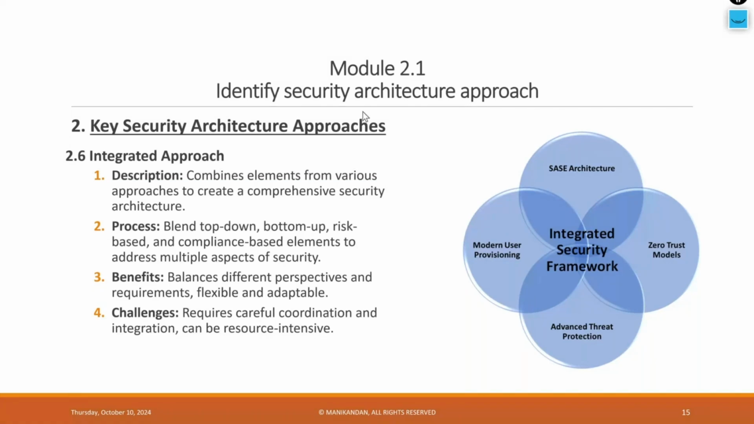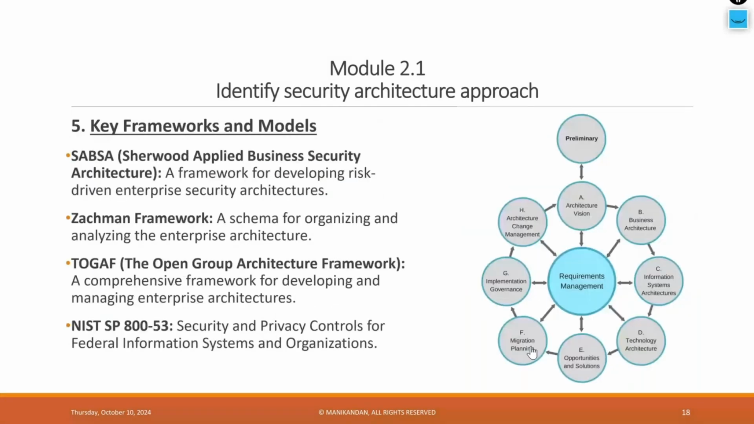Now, when we are talking about identifying the security architecture approach, we have SABSA, which is a framework used for risk-driven enterprise security architectures. We have Zachman, which is used for organizing and analyzing the enterprise architecture. Then we have TOGAF, which is a comprehensive framework for developing and managing the enterprise. And finally, we have NIST SP 800-53, which talks about the security and privacy controls for federal information systems and organizations.